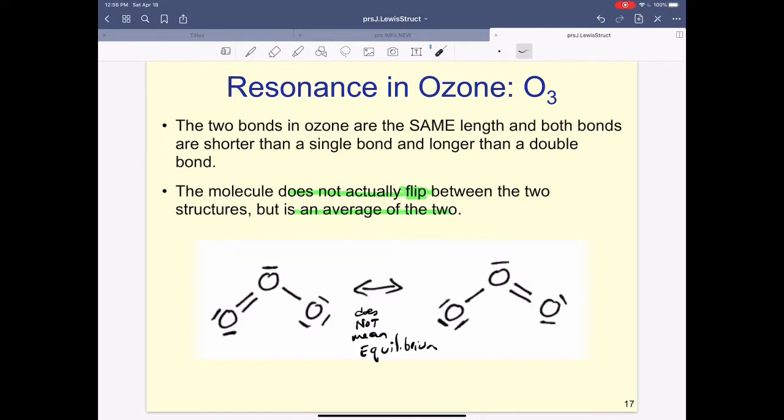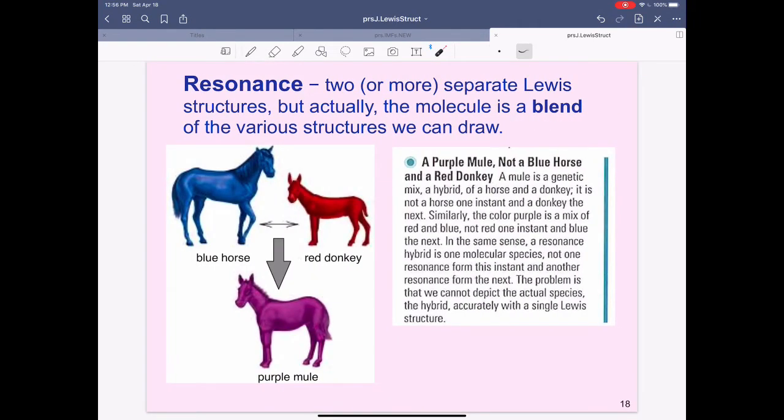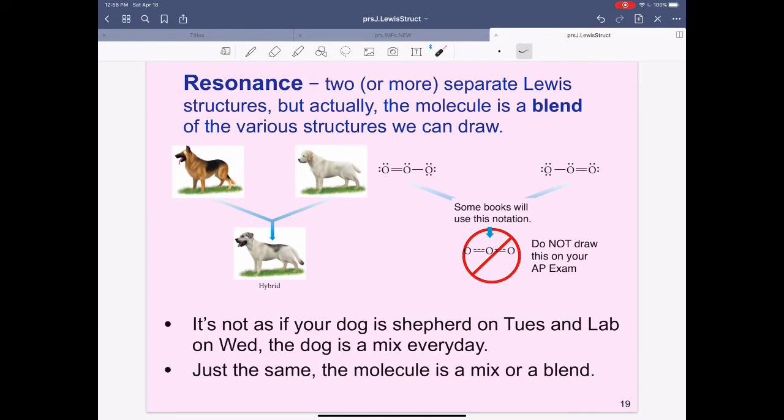Thus, we never get to see a shorter bond and a longer bond, but instead a blend of the 2 bonds. In a similar way, you can imagine the color blue and red blends to make purple. Or you could imagine a horse and a donkey. When they blend, you come up with a mule. It's not as if the mule is one day a horse and one day a donkey, but it's always a mule. Perhaps more relevant for some of you, dogs. If you have a shepherd and a lab and you end up with a mixed dog, it's not as if sometimes your dog is a shepherd and other times it's a lab. It's a mixture.